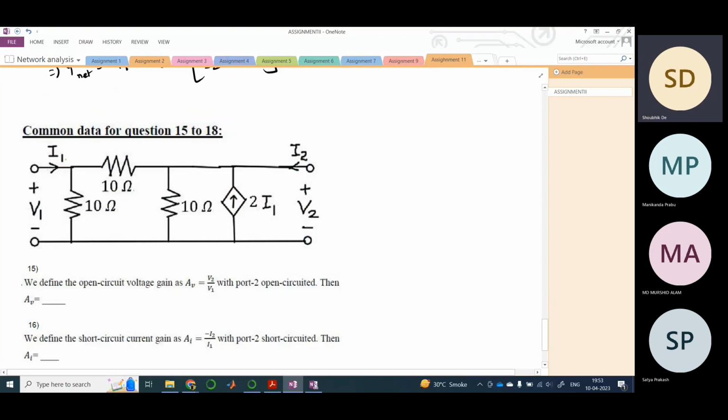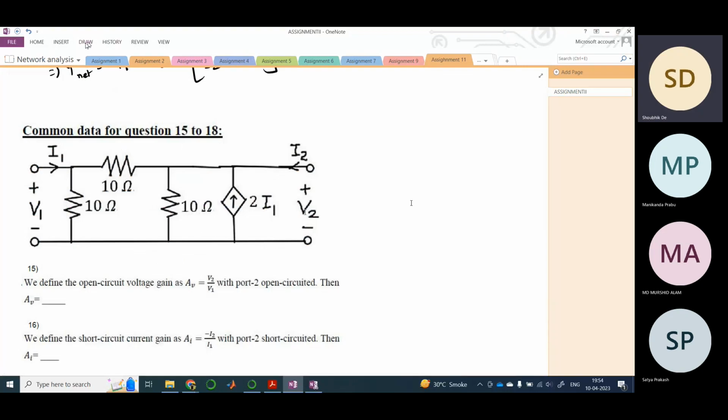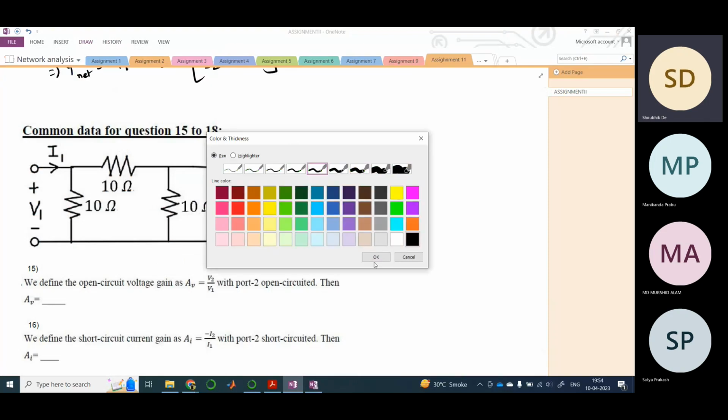in a way, this is our black box, right? So this is a network. If I just encircle it here, so this is our network, right? But here we have already been given, so you can apply any two port theorem you want to apply, and then you can solve this. Let's erase this thing. Yeah, so you can do that, but what I will do, I will try to solve it conventionally.